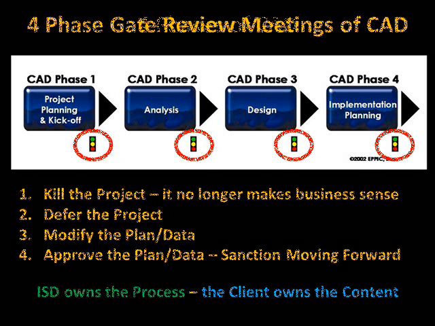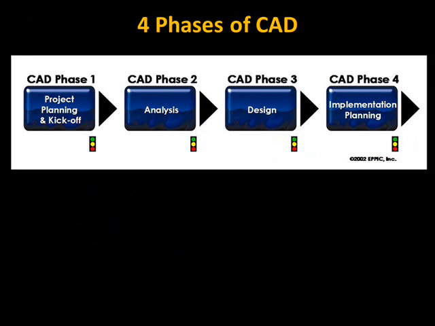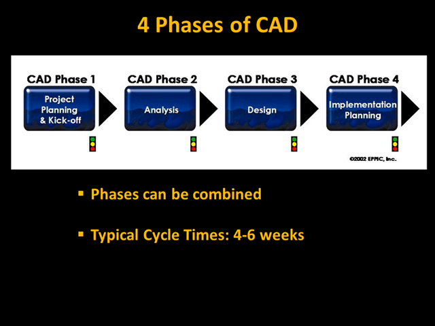Typical questions that come up about the 4 phases of a curriculum architecture design project is that, yes, phases can be combined. The typical cycle time for conducting one of these projects is somewhere between 4 and 6 weeks. It really always depended on the ability of the project steering team to come together in a timely fashion. If projects took longer than 4 weeks, it was because the project steering team and all of the members necessary could not be brought together in a meeting to conduct their reviews.